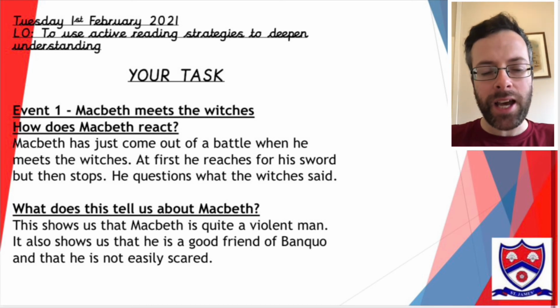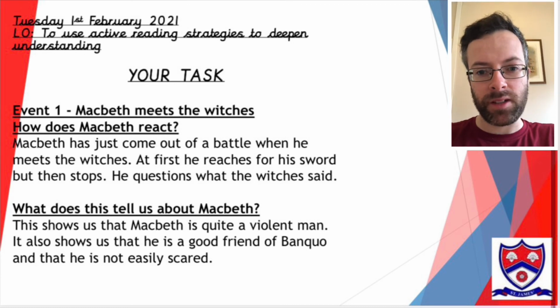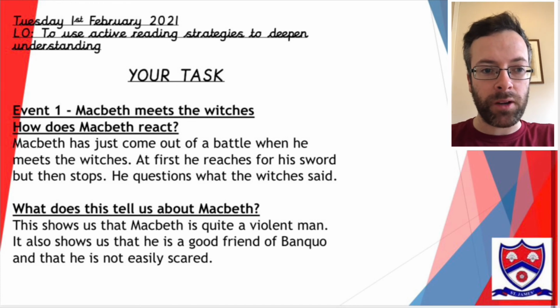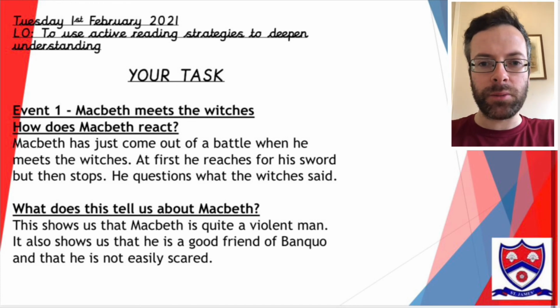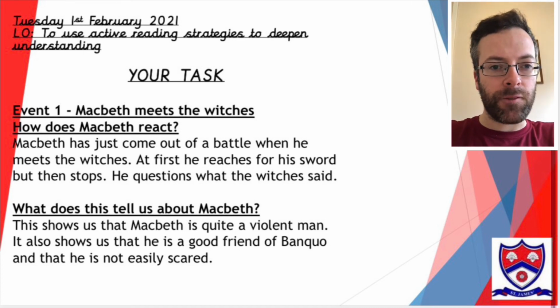And then what does this tell us about Macbeth? Well, I think this shows us that Macbeth is quite a violent man, if the first thing he did was reach for his sword. It also shows us that he's good friends with Banquo, and that he's not easily scared. He wasn't terrified by these witches, was he? So your job is to do this for the other events, okay, for the other 7 events.